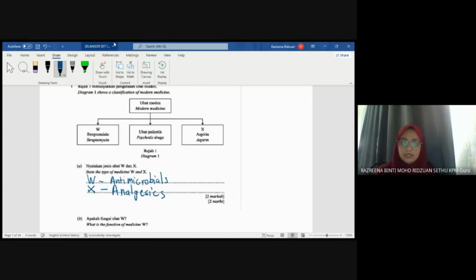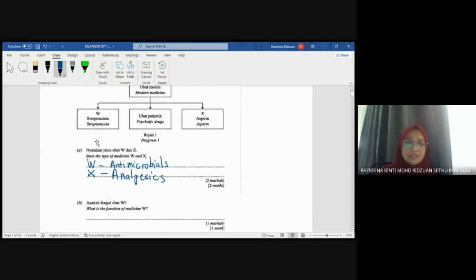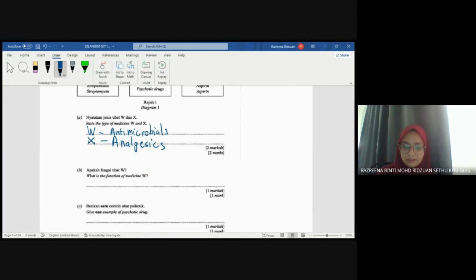Just write down separately. Don't just write antimicrobial, analgesic. You have to say which is which: W is what, X is what. Next, what is the function of medicine W? Since W here is antimicrobial, the function is to kill or retard bacterial growth. Or you can say to kill or retard the growth of bacteria.